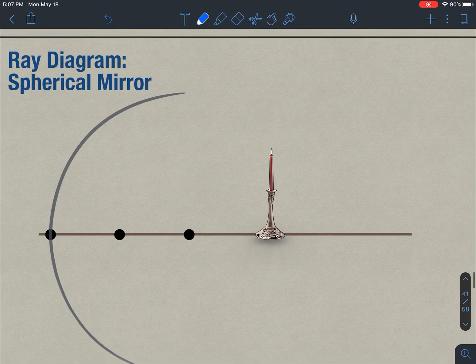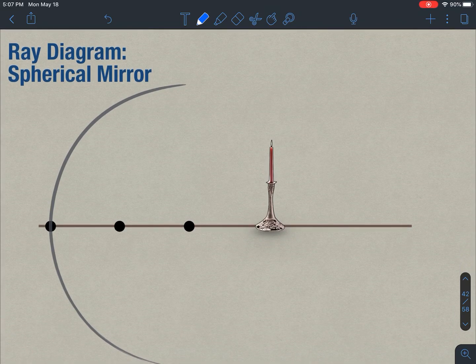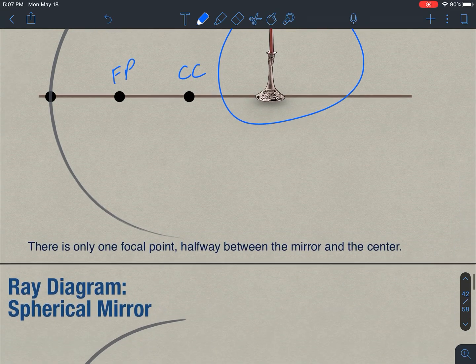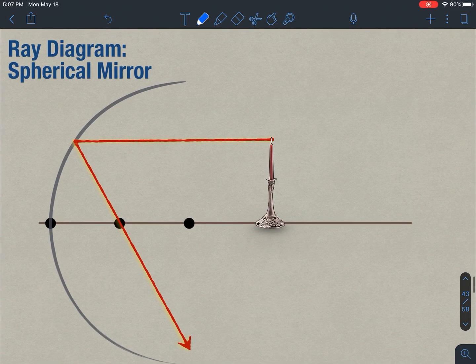So this is what it would look like just like before. We have our mirror, we have our focal point, this is our center of curvature, and we have our image, which was a candle just like last time. So we have those same three rays: parallel to focal, focal to parallel, and center. Some of them are going to change a little bit depending on whether it's a convex or concave mirror, and the center rule is going to change a little bit.